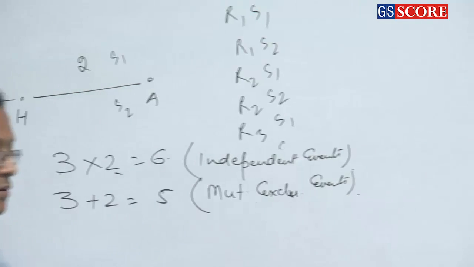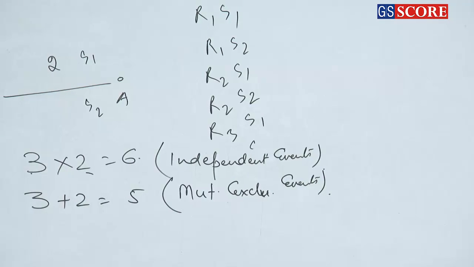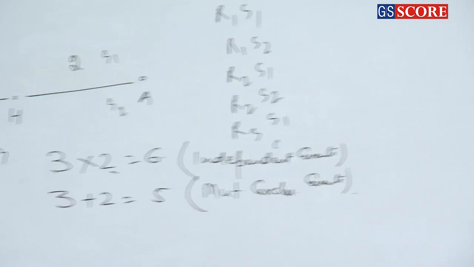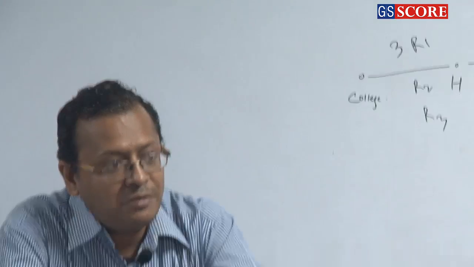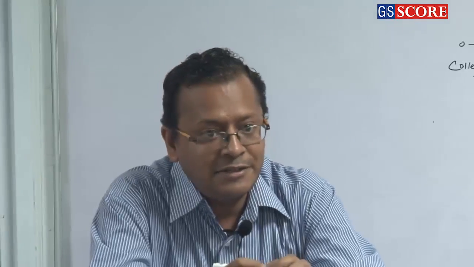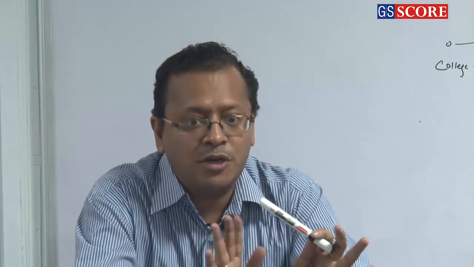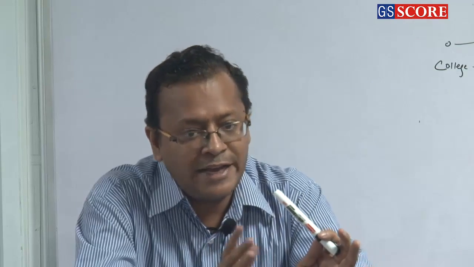Clear or not? So for independent events, it is m into n. For mutually exclusive events, it is m plus n. So this is the product rule, this is the sum rule. I think everybody is clear with this basic thing. Clear or not, everybody? Right? Now I am using the term permutation combination, and again an example.